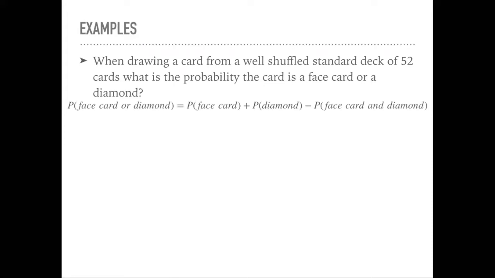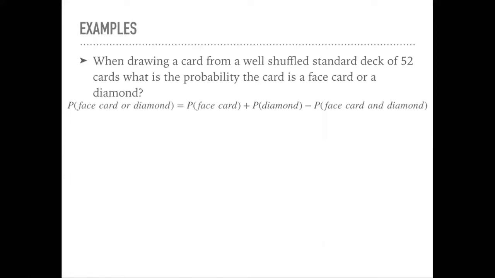Now you might be thinking, why are we subtracting off the probability of it happening at the same time? Well, we're subtracting it off because we've counted it twice. We've counted it as a face card. We've counted it as a diamond. But we only want to count it once. That's why we're subtracting off.